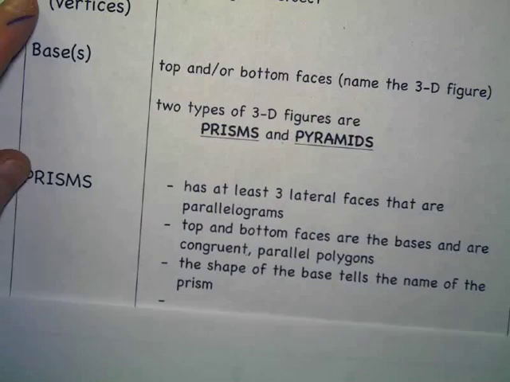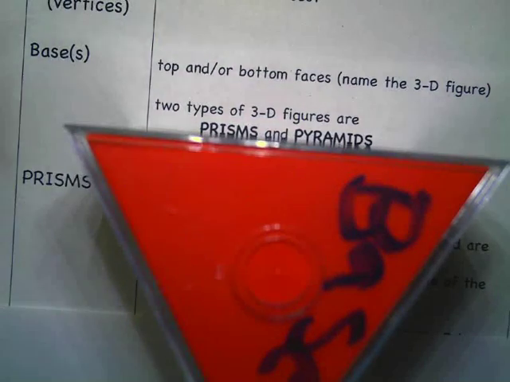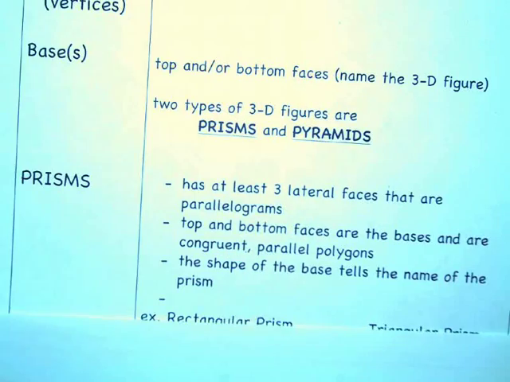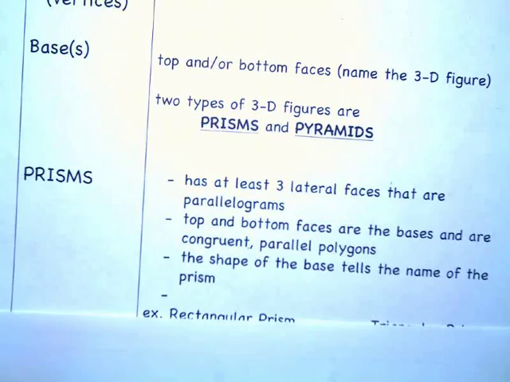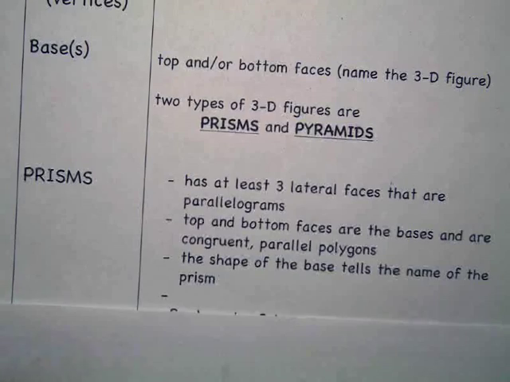The characteristics of a prism is that a prism has at least 3 lateral faces that are parallelograms. Like the triangular prism, it has 1, 2, 3 lateral faces. The faces are parallelograms. The top and bottom faces are the bases. They are congruent and they are parallel.